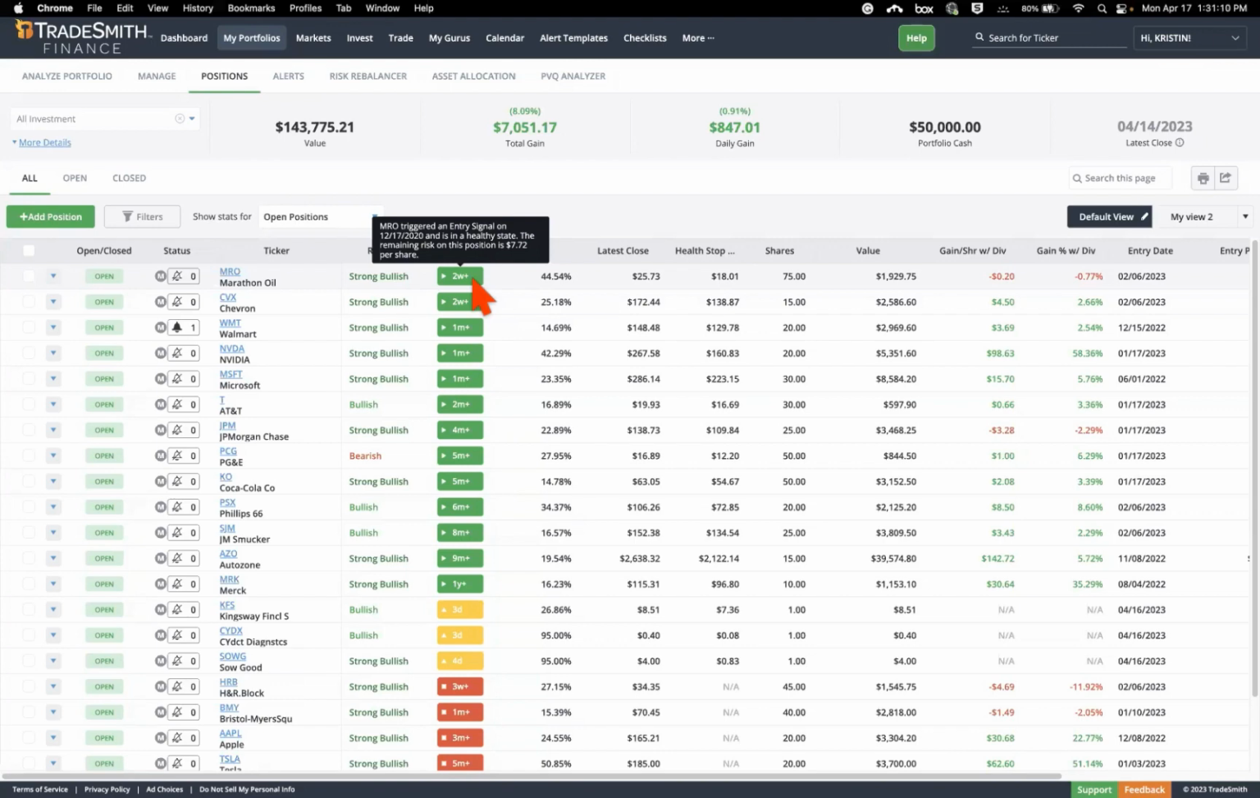You can also see the remaining risk on the positions when you hover over them, where you can see the remaining risk on this position is $7.72. And we're going to come back to that because I'll show you how I calculate that to make it a little easier with my views. All right.